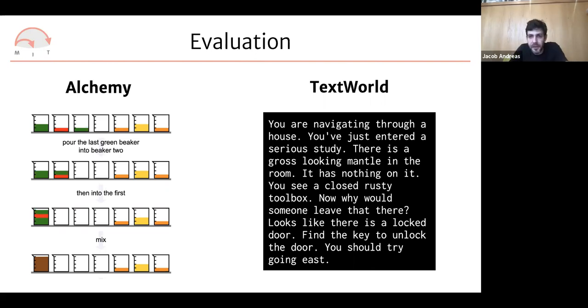The other set of experiments we're going to be looking at involve an environment called TextWorld, which is a text adventure game. So, for those of you who are old enough to have ever played any of these before the real age of graphical video games, you imagine a scenario where you're sitting at a terminal, something prints out, you're navigating through a house, you've entered a study, there's a mantle in the room, and so on. You're given some sort of task and you want to interact with these text adventure games by typing in commands, saying in this room, for example, go east or open the toolbox, and so on and so forth.